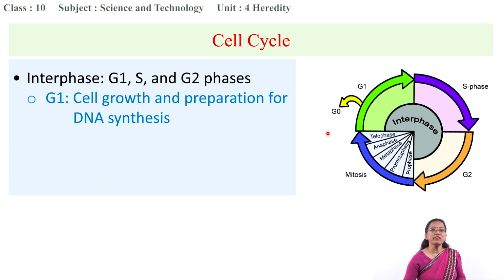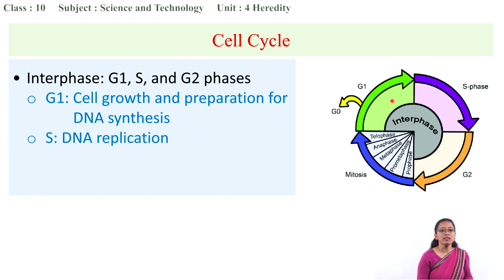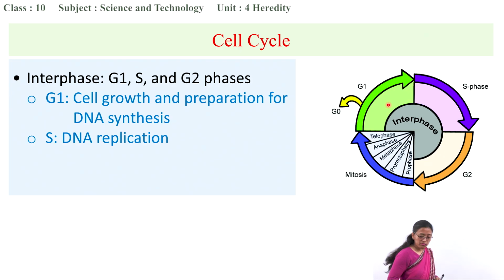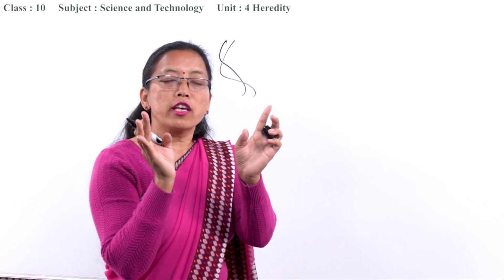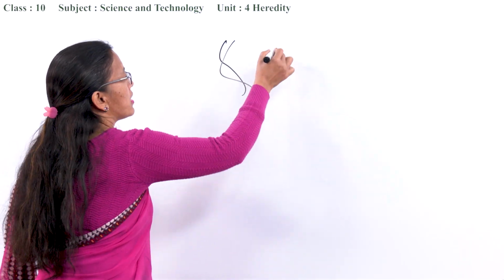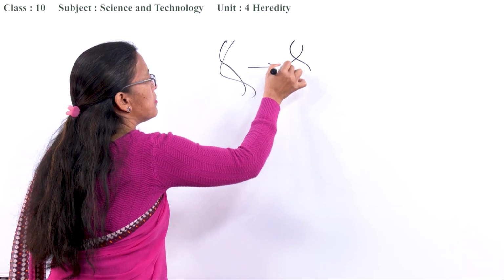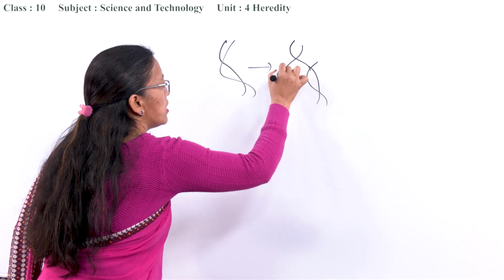Here the G1 phase means cell growth and preparation for DNA synthesis. We also call it a gap phase, where the cell is preparing for the next cell division, synthesizing what is required for the division. The next one is the synthesis phase, where after preparing, the DNA starts to replicate. Suppose there is a DNA molecule and it has to form two molecules of DNA. Then it will replicate, unwind, and form another replica.